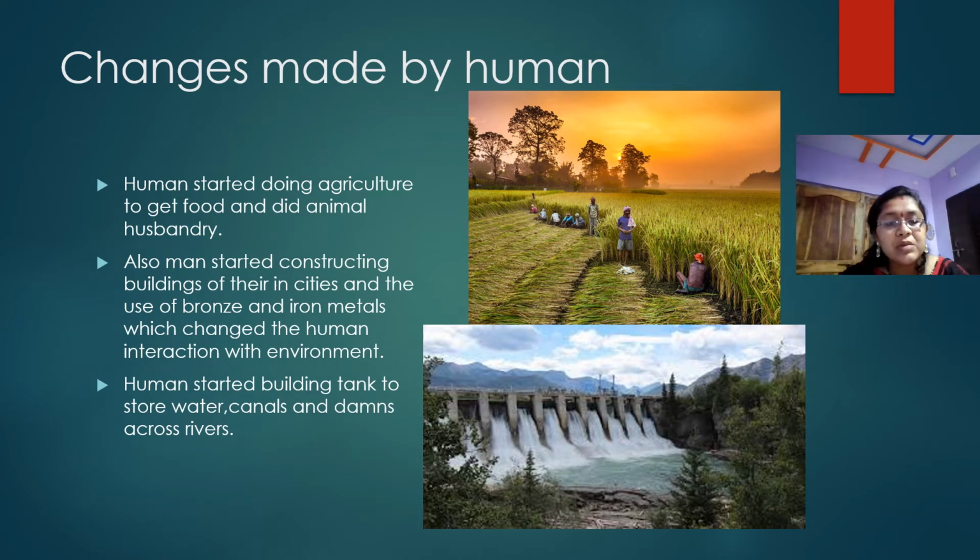Now we'll see also that man started constructing buildings in cities, and the use of bronze and iron metals, which changed the human interaction with the environment. So what the human has done next is he started constructing houses also. Here the man has started constructing buildings in his city, and he has also used different bronzes and iron metals to construct his house.